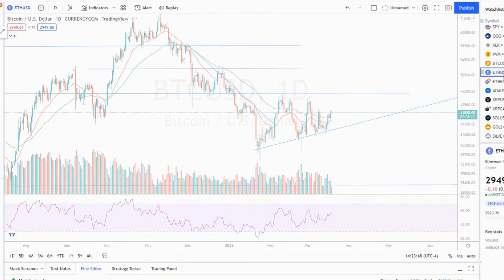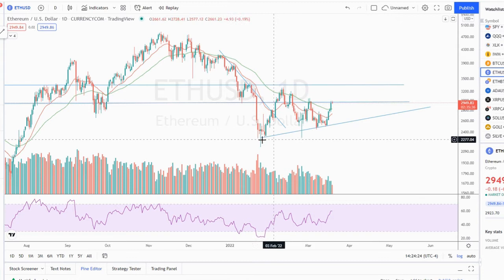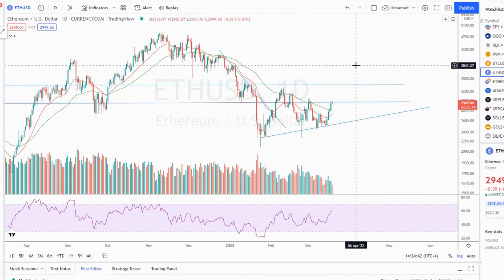Looking at Ethereum, again, a lot of overhead resistance. So we are in an uptrend making higher lows since the end of January, but that $3,000 mark and $3,300 mark being very strong overhead resistance. Until we break those, we can't get excited. So again, a little bit in no man's land, just like Bitcoin.